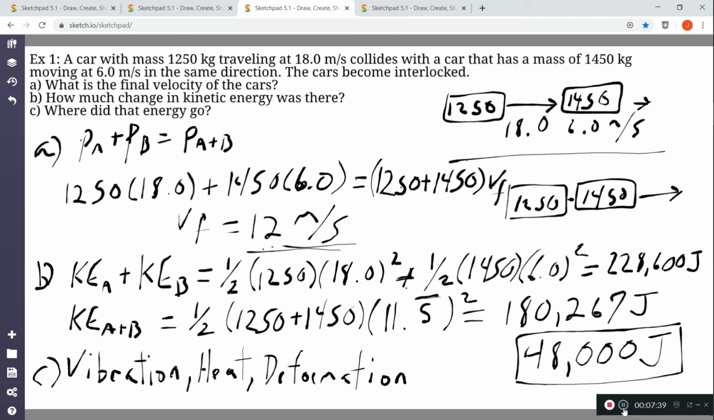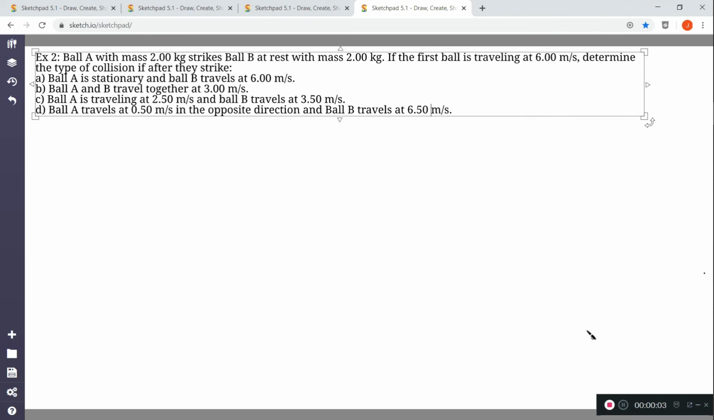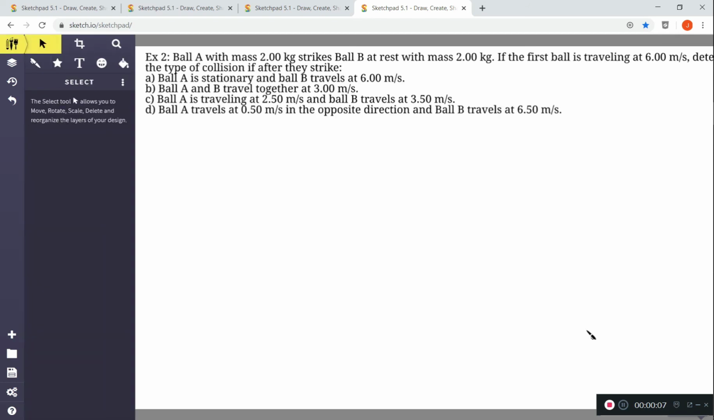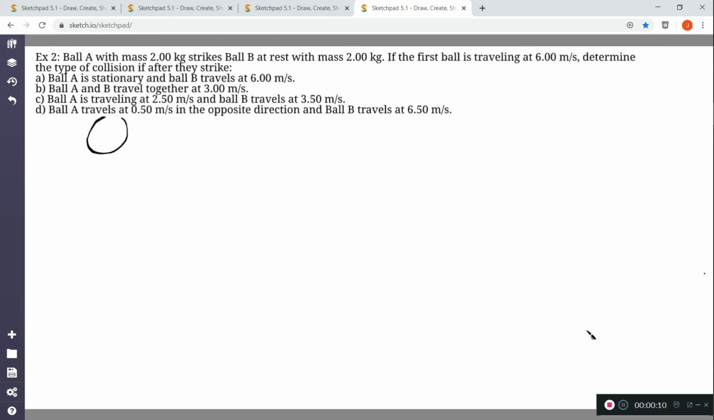All right, we're going to look at one more example. Okay, so last example here. Ball A has a mass of 2 kilograms, and ball B is at rest, which means 0 meters per second. The first ball is traveling at 6 meters per second. Determine the type of collision after they strike.